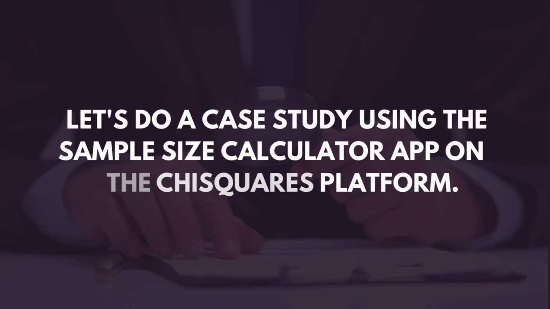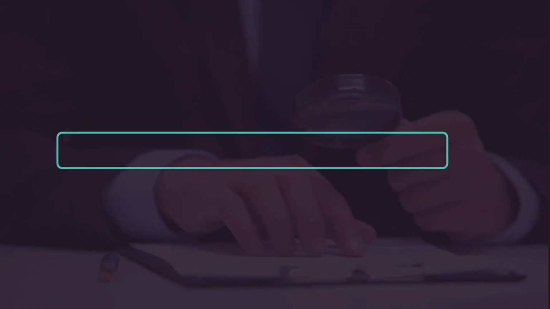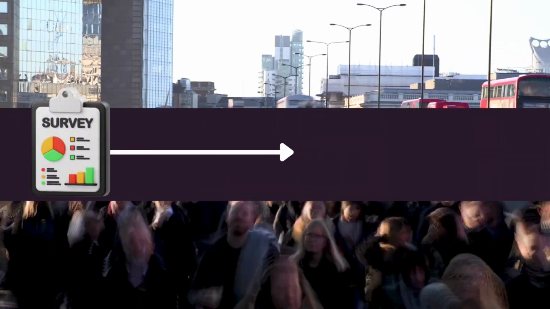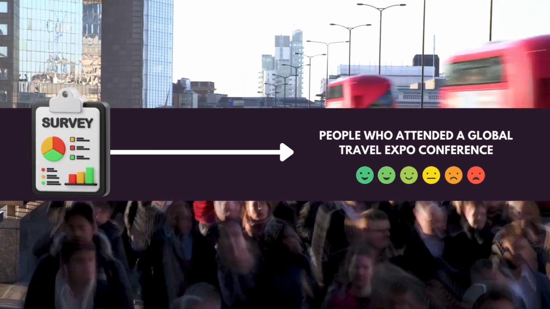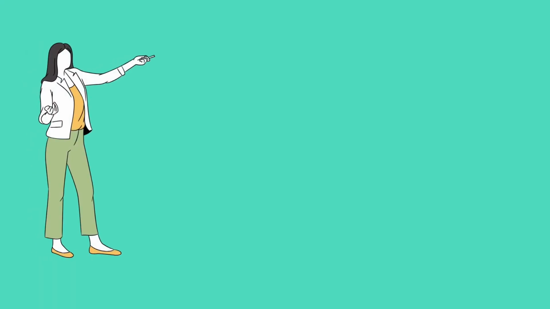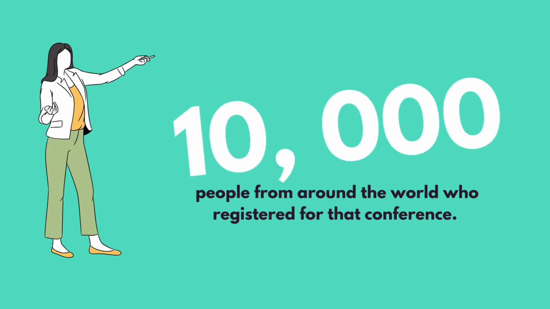Let's do a case study using the sample size calculator app on the Chisquares platform. Let's say we are interested in conducting a survey of people who attended a global travel expo conference to measure their satisfaction with the conference. We have a list of all the 10,000 people from around the world who registered for that conference.